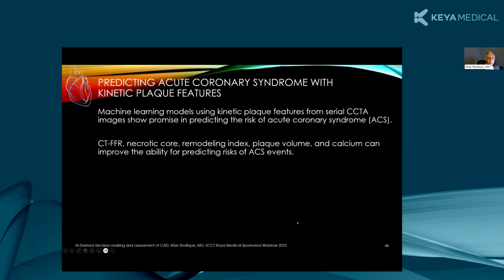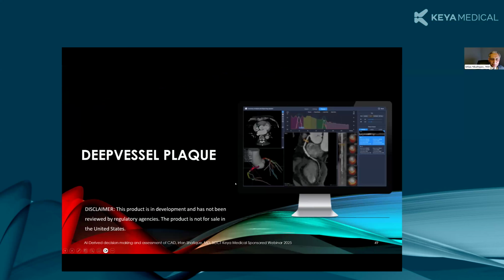this case. So with machine learning, we have also seen that you can predict acute coronary syndrome with kinetic plaque features, which is if you do serial coronary CTA, you can see the dynamic changes in the plaque and predict the risk of acute coronary syndrome. Now, if you have all these features, remodeling index, plaque volume, calcium, all this improves the risk, or you can predict the risk of acute coronary events in these cases. So now they have also come up with DeepVessel Plaque, which is a flagship product, and it should be out soon after the regulatory approval here.